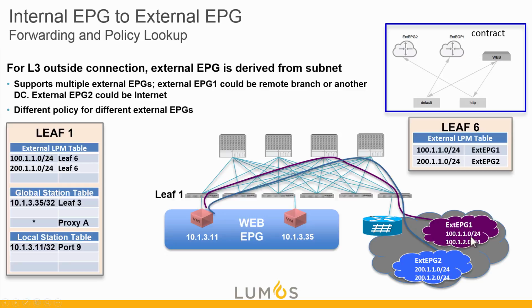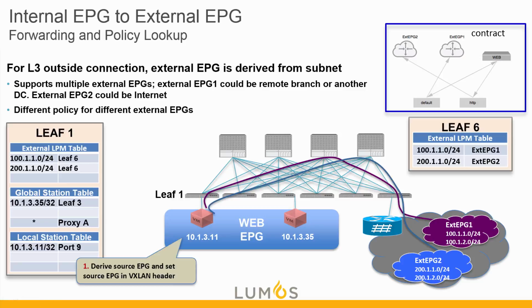100.110/24 and 100.120/24 as EPG1, external EPG1. And let's say two different prefixes, 200.110 and 200.120 as a second external EPG. And so those would go into the external LPM table here on leaf 6. And then on our external LPM table on leaf 1, we would see the various subnets that we might have learned from those external routers or external prefixes.